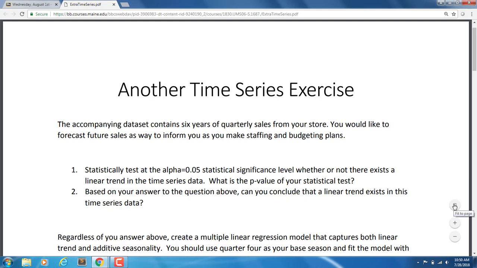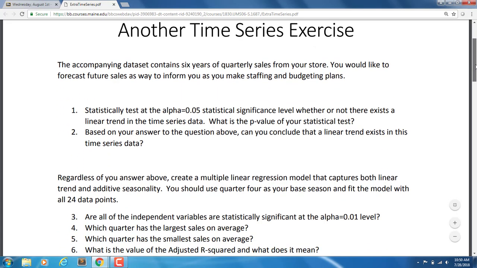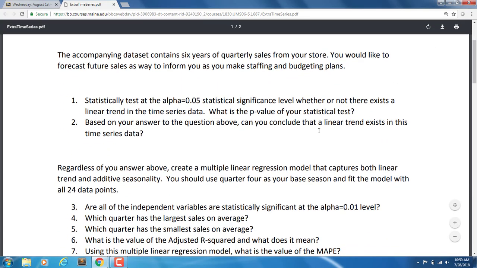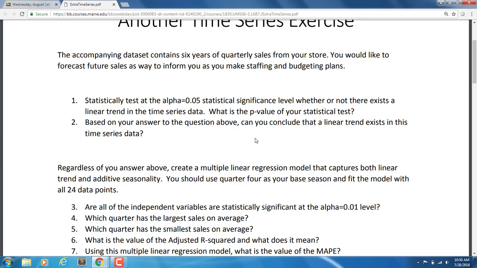So this is actually an old exam question. So if you can do this, you ought to be pretty good for the exam too. Number 2, based on your answer, can you conclude that a linear trend exists in this time series data?